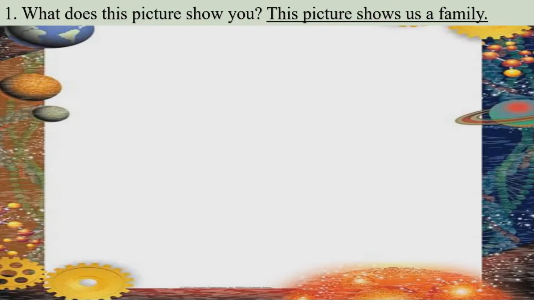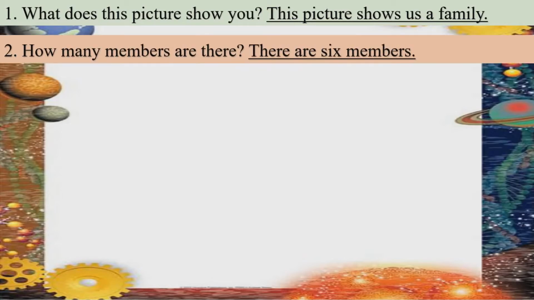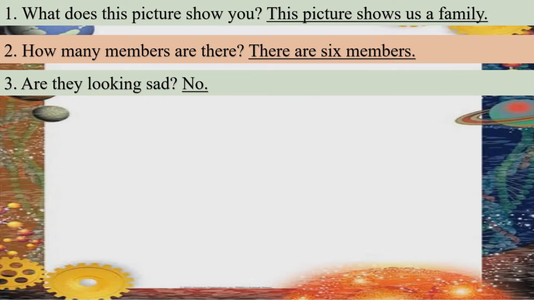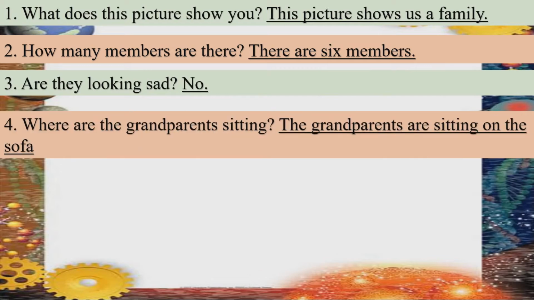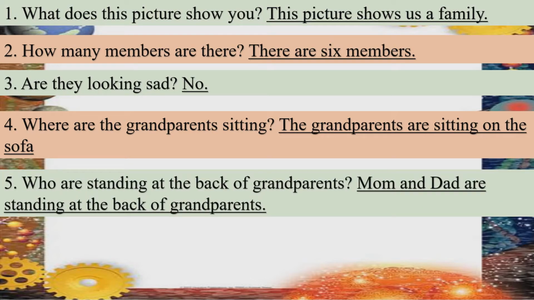You had to tell what this picture is showing you. So the answer will be, this picture shows us a family. Second, I had asked, how many members are there? The answer will be, there are 6 members. Third, I had asked, are they looking sad? The answer will be, no. Fourth, I had asked, where are the grandparents sitting? The answer is, the grandparents are sitting on the sofa. Fifth, I had asked, who are standing at the back of grandparents? So, the answer will be, mom and dad are standing at the back of grandparents.